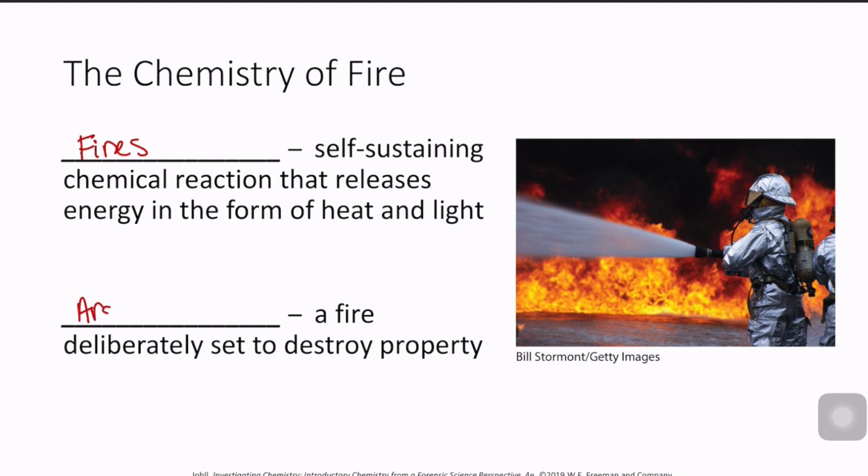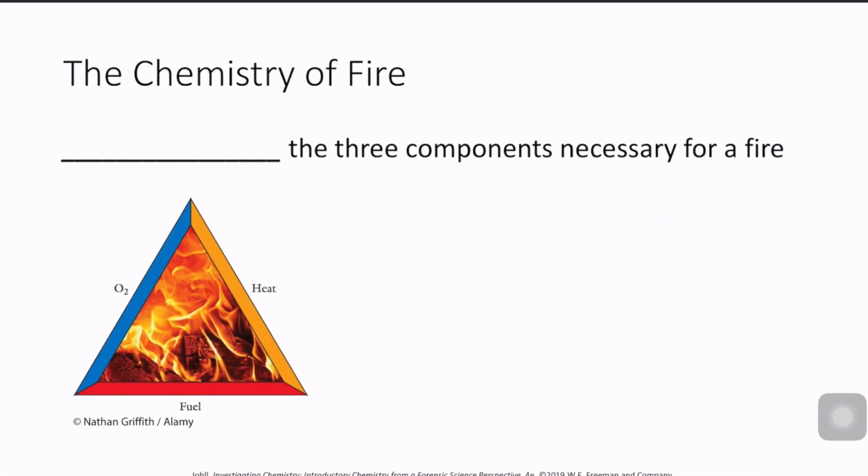Now, arson is when a fire is deliberately set and it will destroy some sort of property or area. We have this fire triangle, and these are the three components that a chemical reaction that produces fire must have.